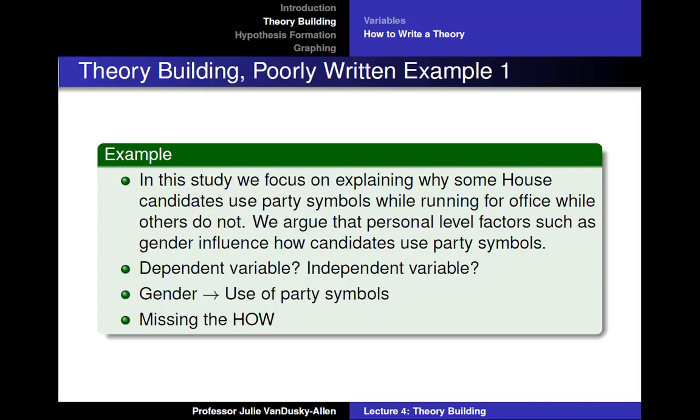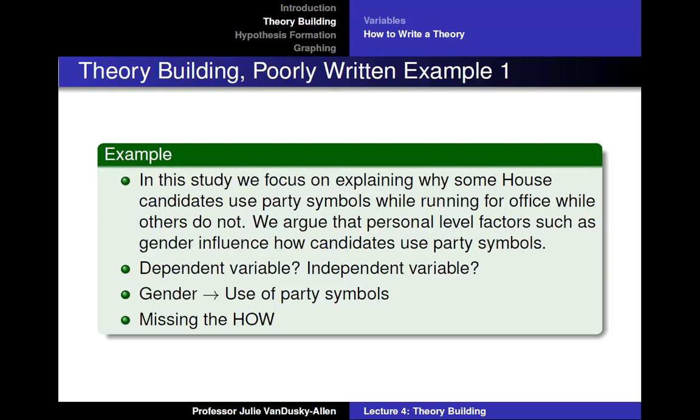An easy way to identify which factor is the independent variable and which factor is the dependent variable is to draw a diagram like this and place the names of the variables here with an arrow in between. Changes in the independent variable will always precede changes in the dependent variable.